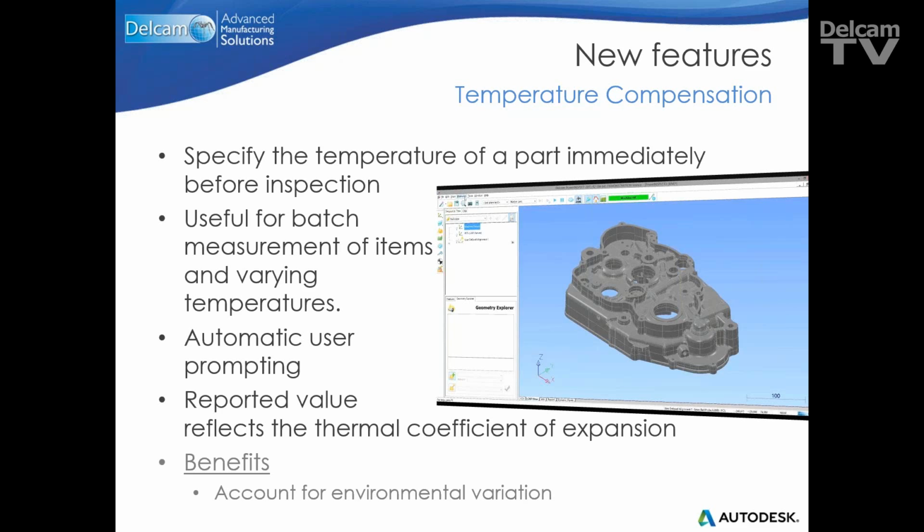Now what PowerINSPECT will do is automatically prompt you to input what that temperature is. So you might put it in at 65 degrees and PowerINSPECT knows that at warmer temperatures those parts expand, and we use that information to compensate the results so that you should then have a consistent and repeatable set of measurements from the start of the batch to the end of the batch.